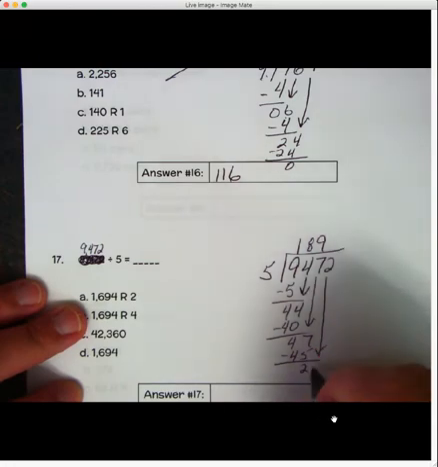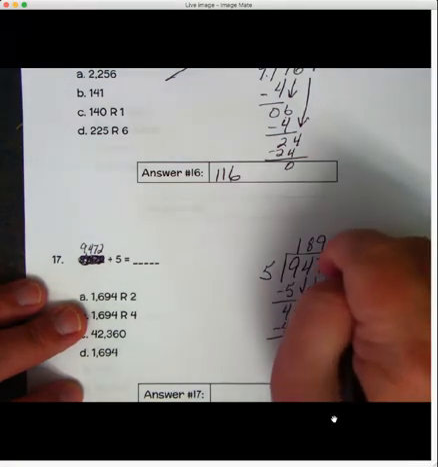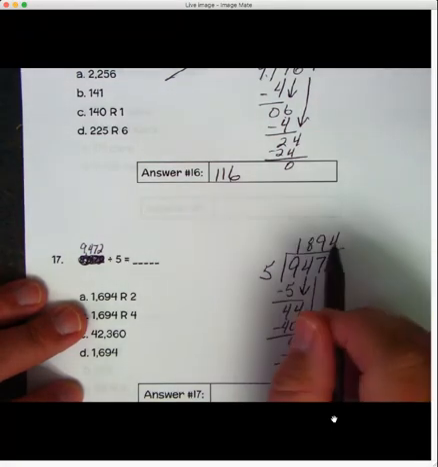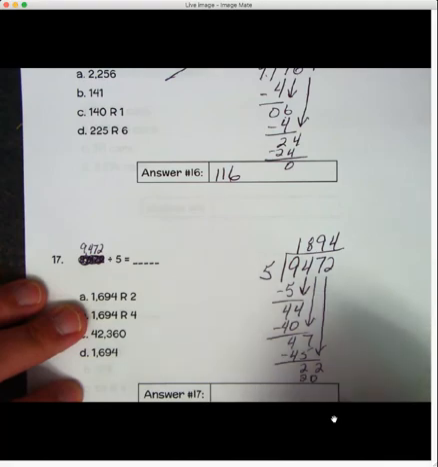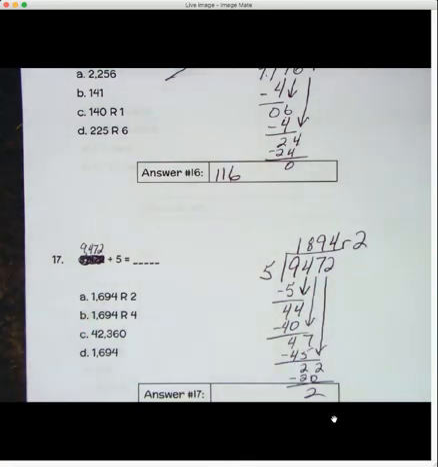Brother, bring down. 22. This one goes on forever, doesn't it? 22 divided by 5 is 4. Mama, multiply. 4 times 5 is 20. Sister, subtract. 22 minus 20 is 2. This one has a remainder of 2.